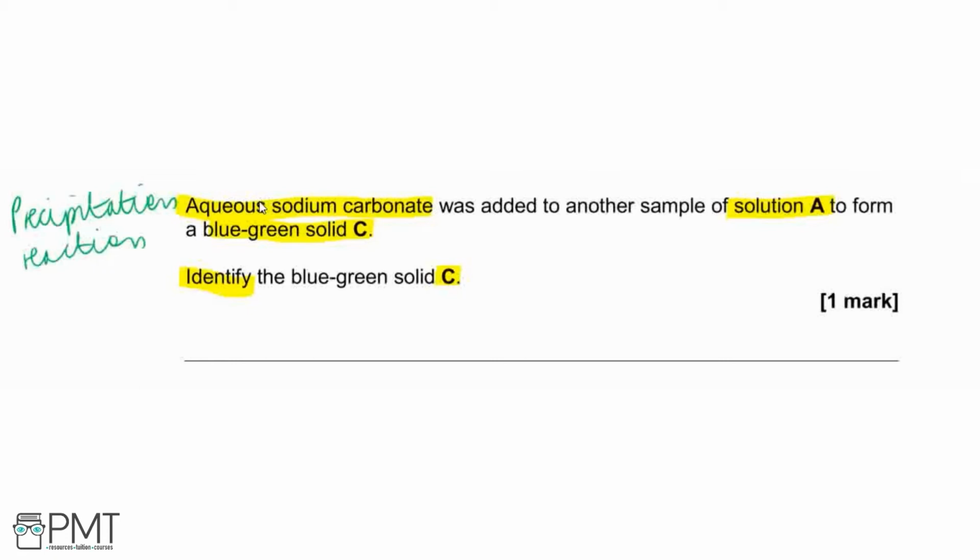And the solid precipitate that we're going to be forming is going to be our solid copper carbonate. It's a blue-green colour, and that's coming from the copper, from that transition metal. And it's going to be the carbonate there, which has come from the sodium carbonate.